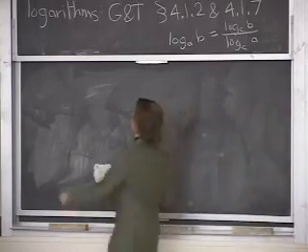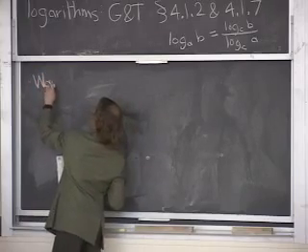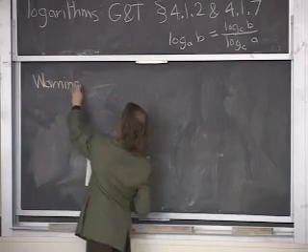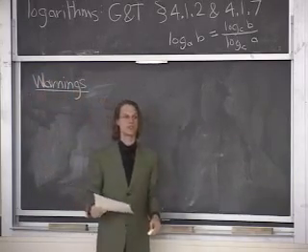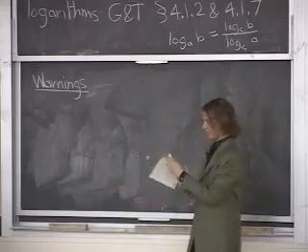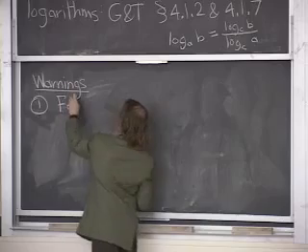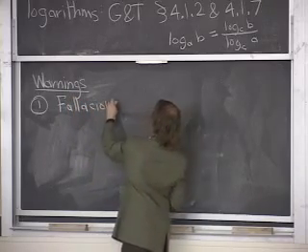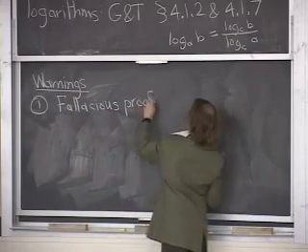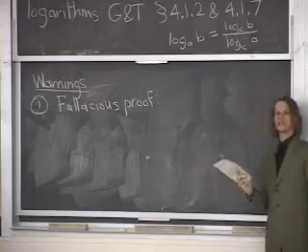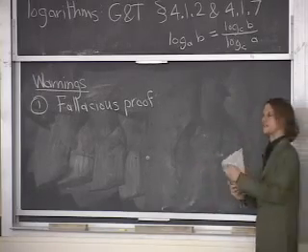Next, I want to give you some warnings about ways that you can go wrong with big O notation if you are not careful enough or don't understand exactly what it means. So, first of all, let's get started with a fallacious proof. What I'm about to tell you is wrong. Please don't memorize this and tell me this is true on the exam.